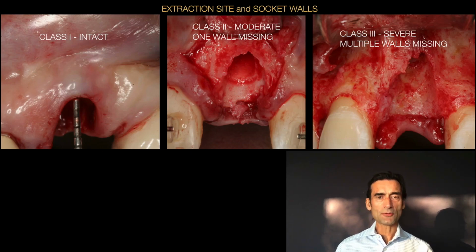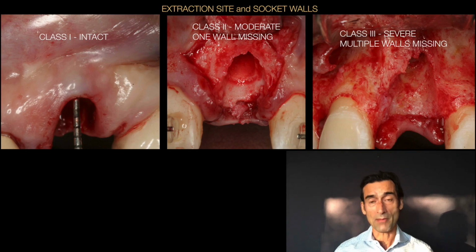Now, these are the options which we're dealing with in sockets. And we're just looking at bone now again. I have 3 options really that I have to kind of discuss with my team. And then, of course, I have to present the plan, the treatment plan to the patient.